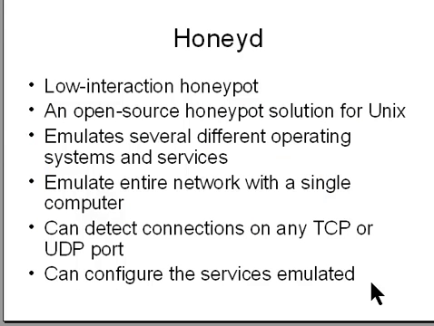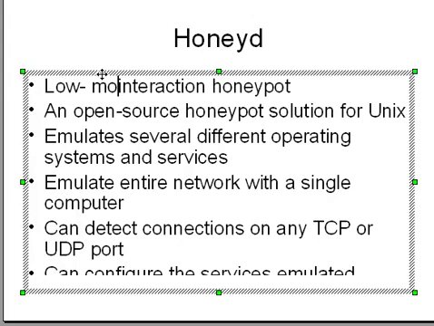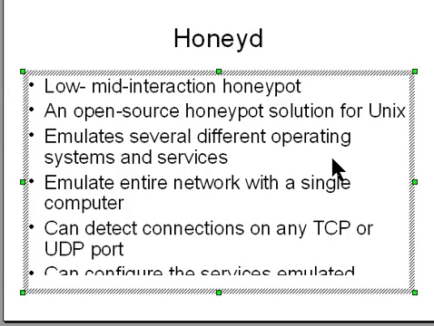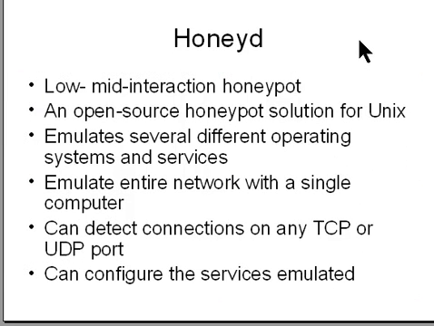Okay, the other honeypot solution we're going to talk about is honeyd. It's a low to mid interaction honeypot, especially the new version of it, because it does allow more interaction. It's an open source solution for Unix, and as I said, I used it a few years ago, and it's pretty simple to set up, and it allows you to emulate several different operating systems and services. And in fact, you can emulate an entire network with a single computer.